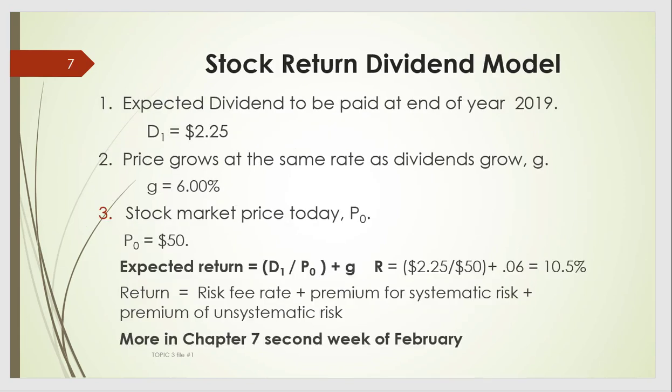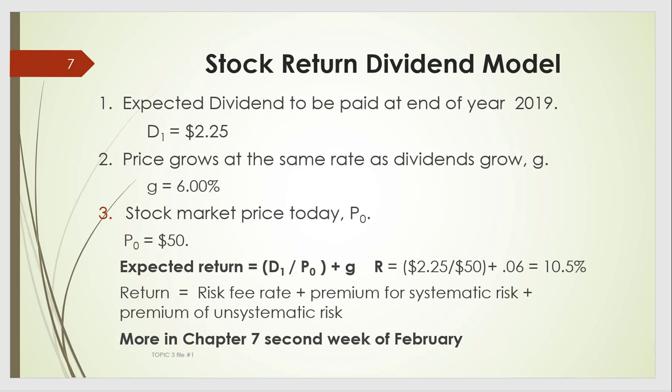So let's begin looking at three measures of return. The first is called stock return based on the dividend model, and you're going to learn about the dividend model in Chapter 7, probably in the second week of February. So let's simply define the dividend that we're going to receive in the future as the expected dividend, at the end of the year 2019, and we'll designate it with the subscript 1, D1, with the subscript 1 being dividend 1 year from now. Let's say we think it's going to be $2.25.